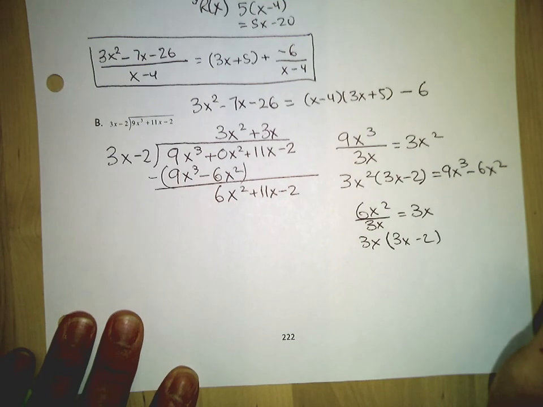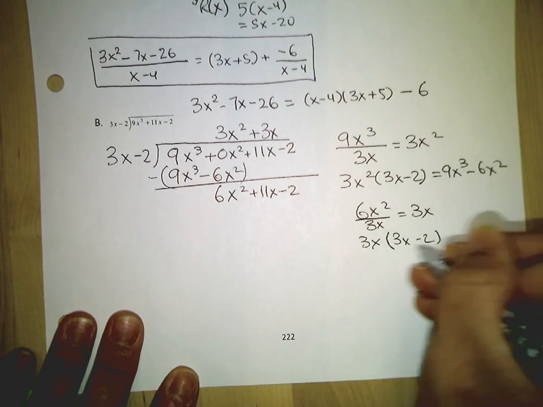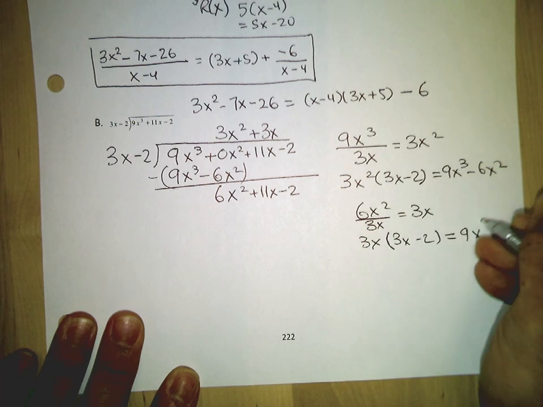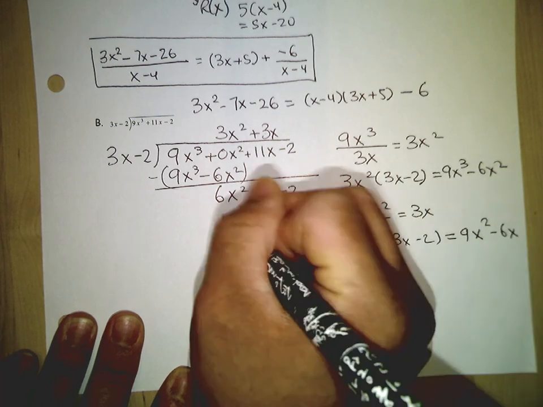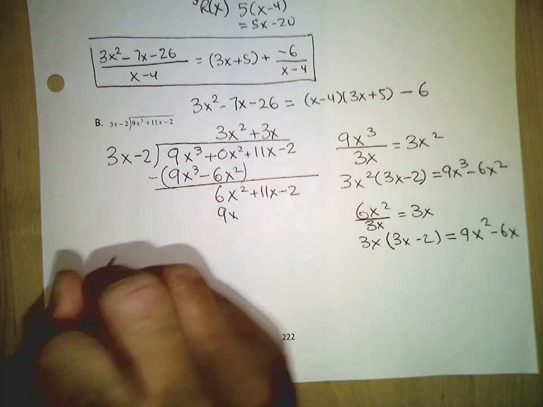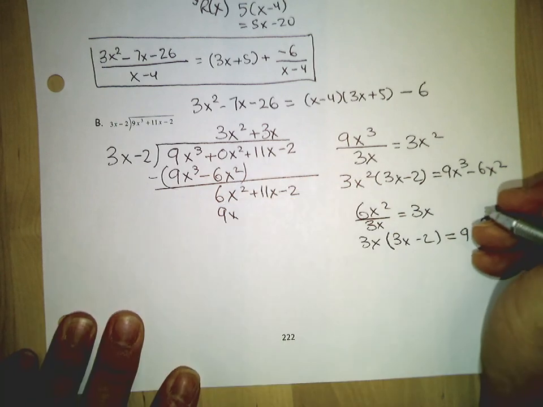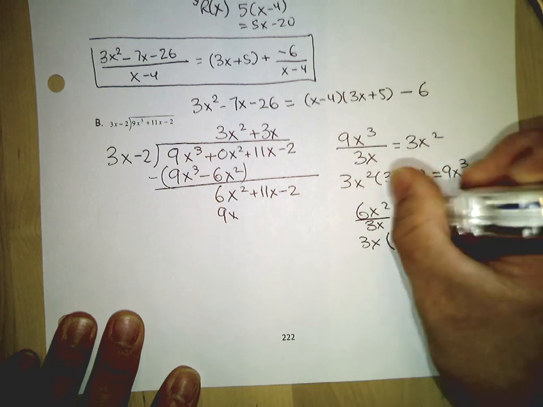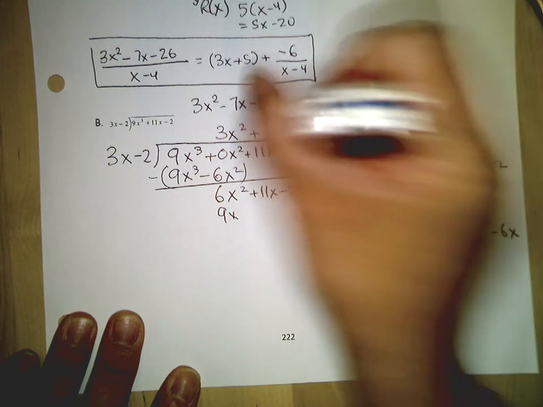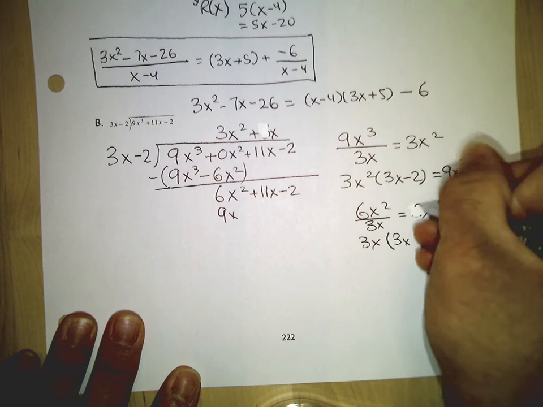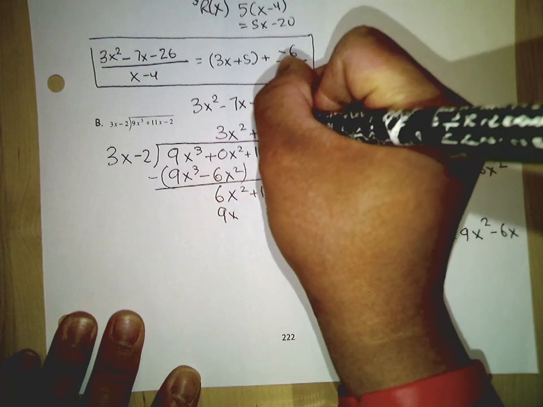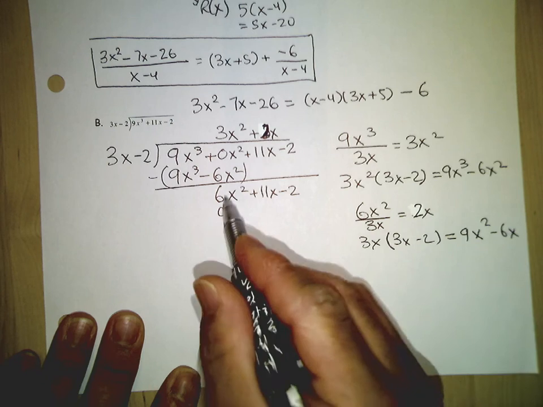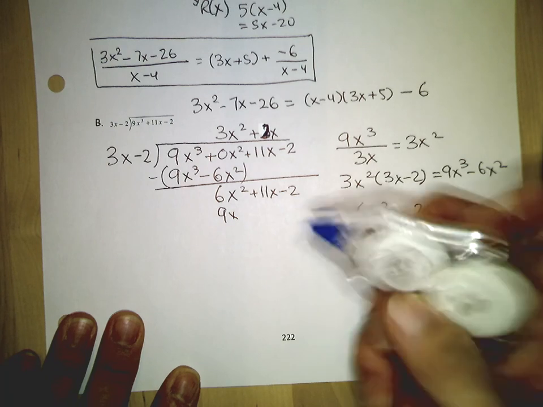Let's see. So now we have 3x times 3x minus 2, that's 9x squared minus 6x, so we have 9x. Oh, sorry, that can't be right. Now that I see it, 6 divided by 3 is definitely not 3, it's 2. There we go. And you guess how I realized that? I double checked my work because this should zero out. So there we go.